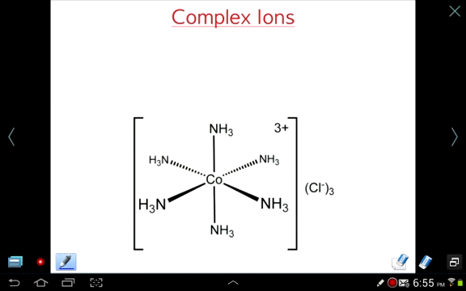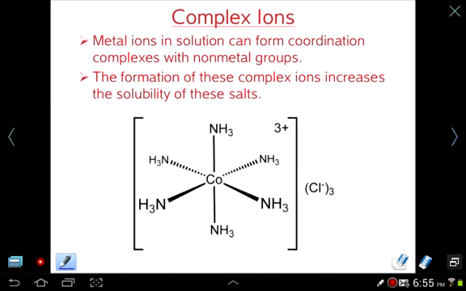Let's finish up with a discussion of something called complex ions. It turns out that further solubility can be achieved by something called coordination complexes. These are actually very interesting, very strange, but very interesting substances. So anytime you try to dissolve a substance in solution and it doesn't dissolve, you could add a special complex, a special substance to make it dissolve.